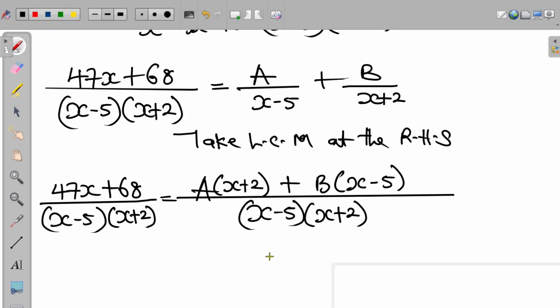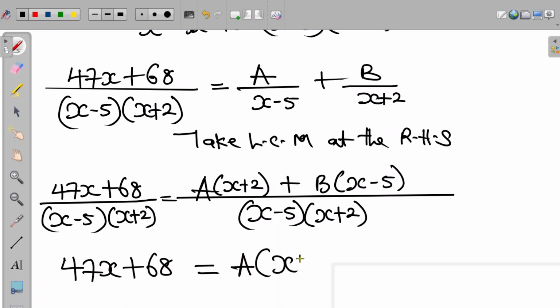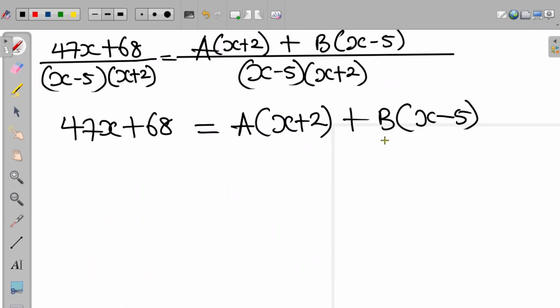Now, looking at the equation at the left hand side and at the right hand side, the denominators are the same. So we have to equate the numerators. So this becomes 47x plus 68 is equal to a multiplied by x plus 2 plus b multiplied by x minus 5. So at this point, let's call this equation b.